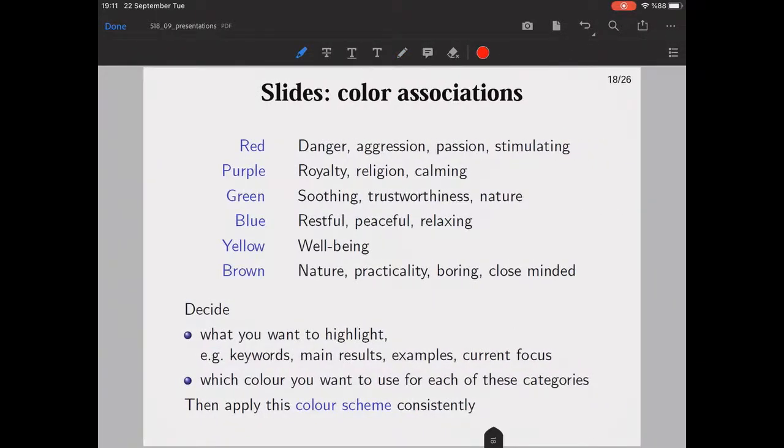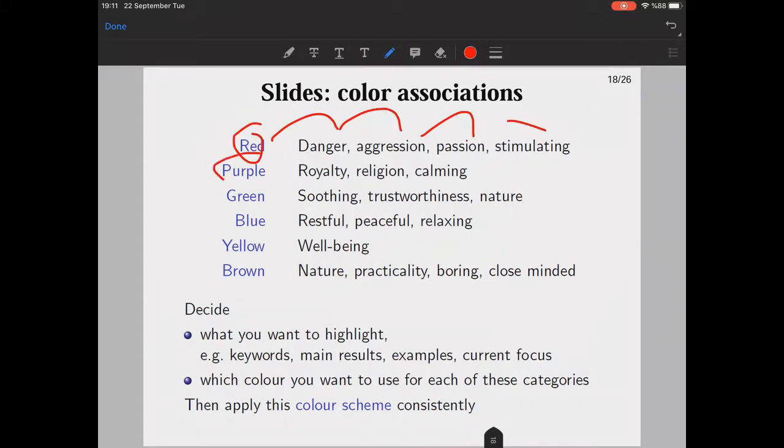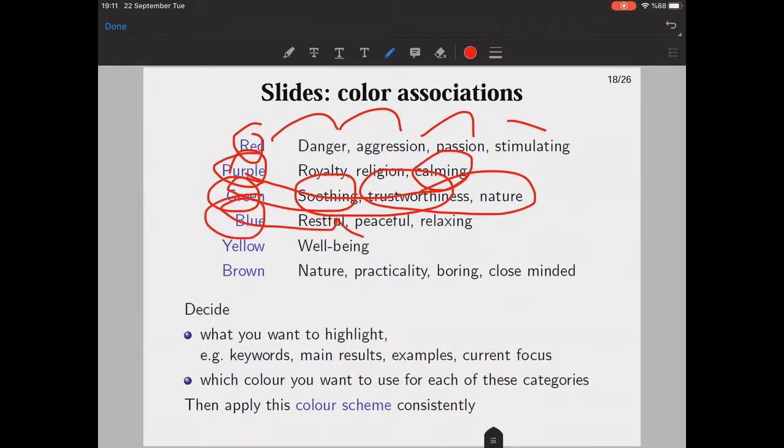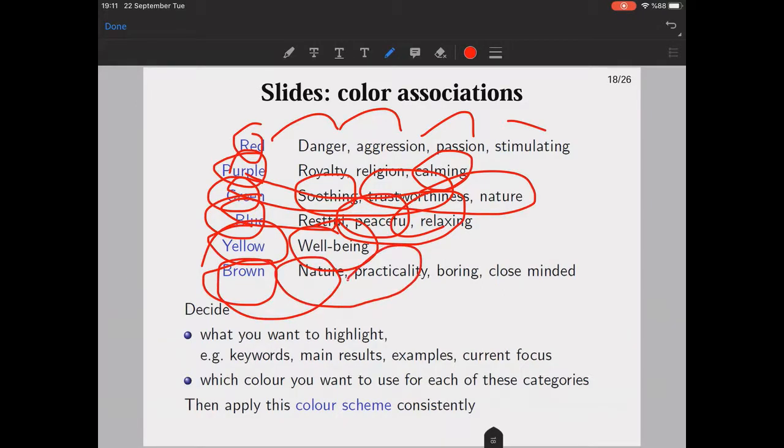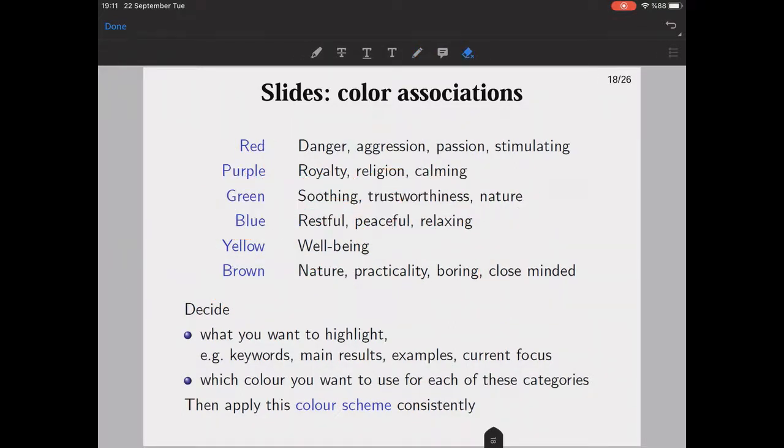Slide colors have some meanings. Red is matched with danger, aggression, passion, stimulating. Purple is like a calming color. Green is again soothing, trustworthiness, about nature. Blue is restful, peaceful, and relaxing. Yellow corresponds to well-being, and brown is nature again, practicality, and being close-minded. And boring, I didn't know that. Okay, maybe boring, but that's the brief idea about colors.